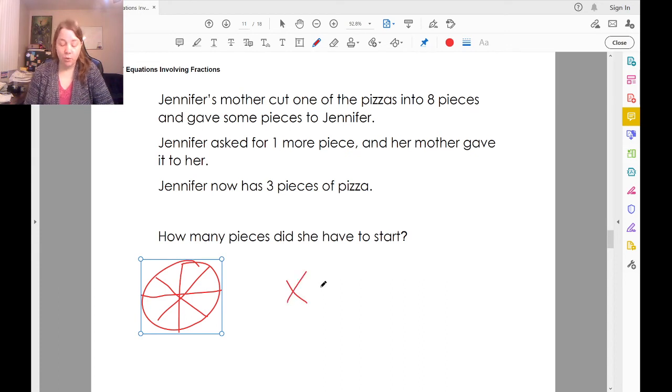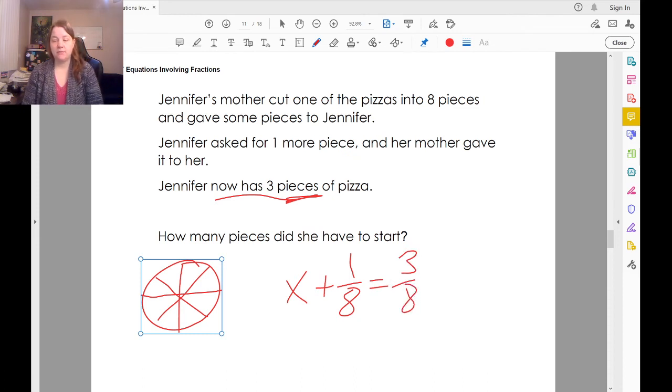Jennifer asked for one more piece. She didn't ask for one whole pizza. She asked for one more piece, or one piece, 1/8 of a pizza. How many pieces did she have to start? Well, remember that she now has 3 pieces of pizza. So she has 3/8 of a pizza.